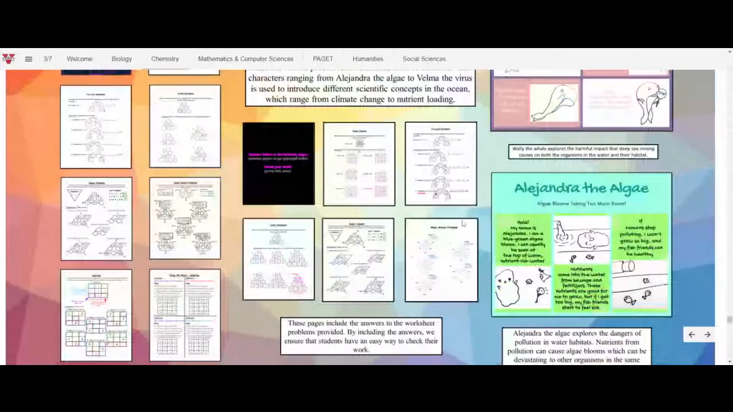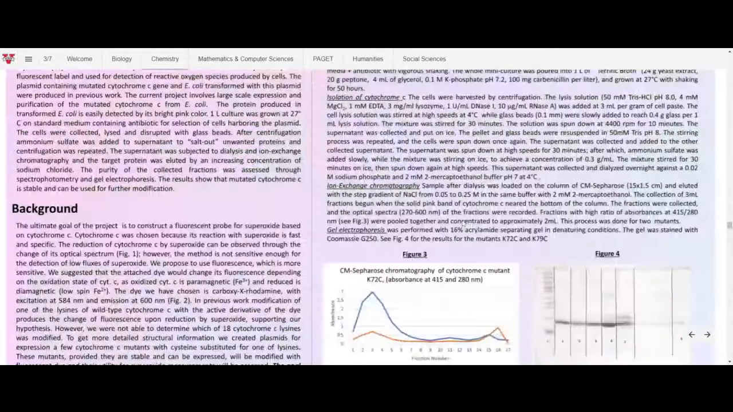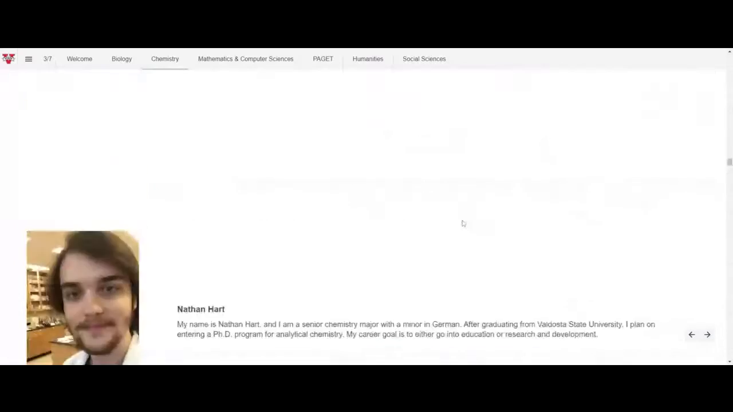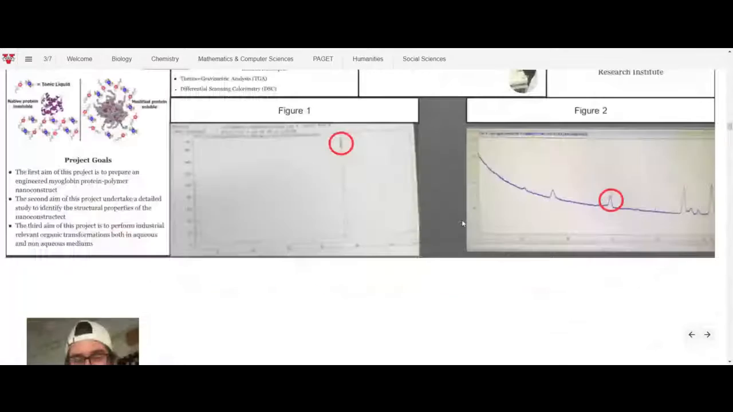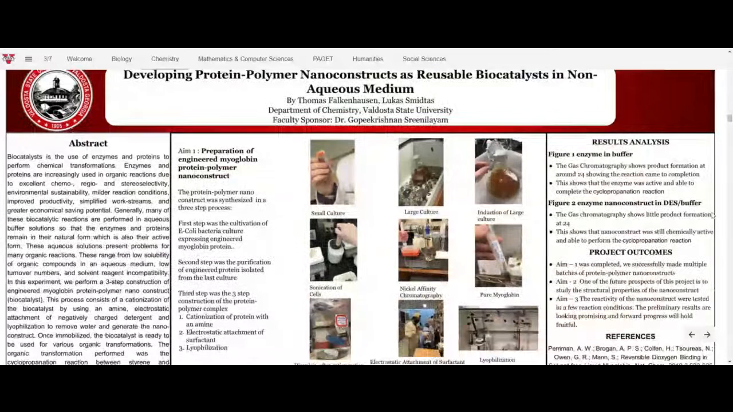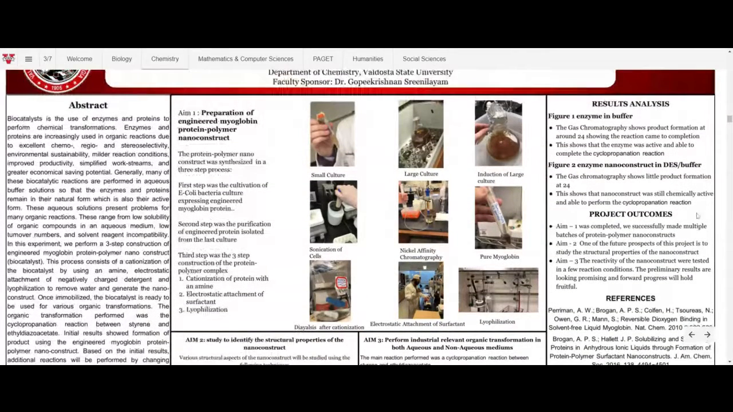Hello everyone. My name is Lucas Smithis. I'm co-representing here tonight with Thomas Falkenhausen. Both of us are doing research in the chemistry department with Dr. S, or Dr. Gopeek for some of you. Our research primarily focuses on the preparation, structural identity, and experimentation of engineered myoglobin protein polymer nanoconstructs. We cultivate our myoglobin by growing genetically modified E. coli bacteria that are engineered to express high amounts of myoglobin protein, after which we take steps to purify and isolate our myoglobin from our final culture.